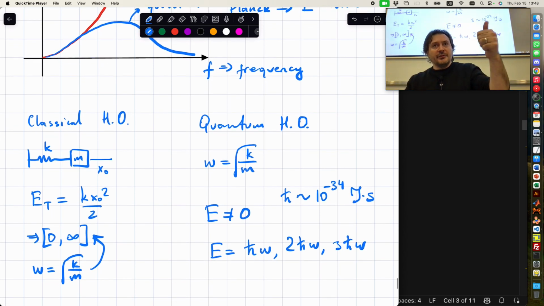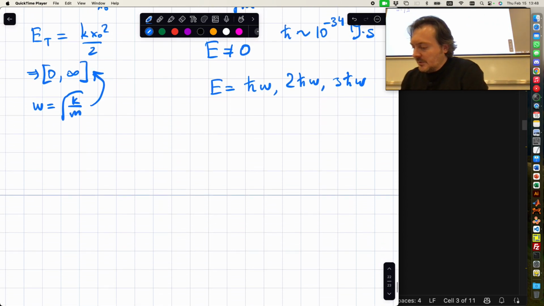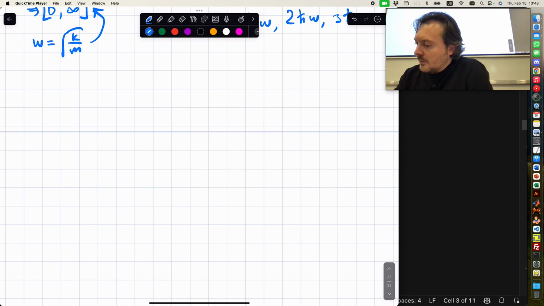That's the first experiment. The second experiment is the Stern-Gerlach experiment.